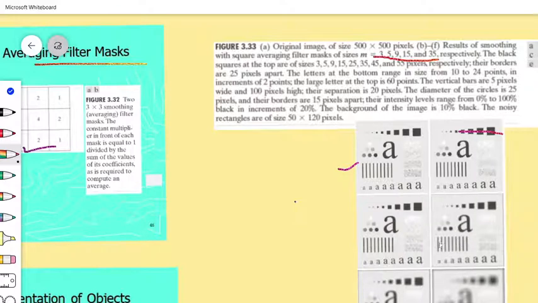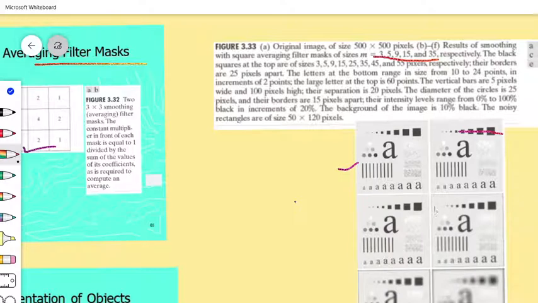Their separation is 20 pixels. The gap between these is 20 pixels. And the diameter of these circles is 25 pixels, and their borders are 15 pixels. And the intensity levels go from 0 to 100; you can see here it may be 0, here it may be 100 intensity values. Background image is 10% background.